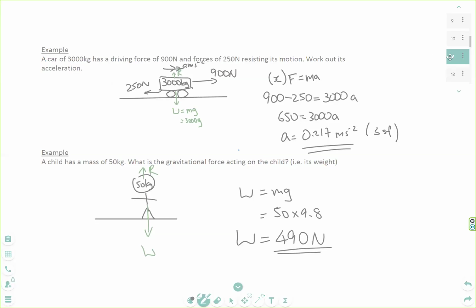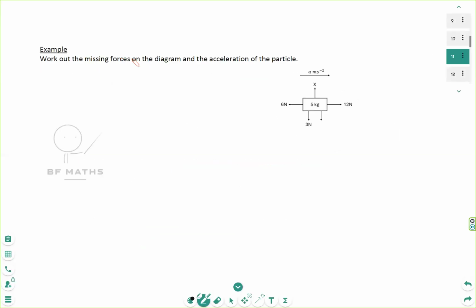Example: work out the missing force in the diagram and the acceleration of the particle. You can see the particle is going to the right. Now look at this diagram here, and you realize there's a force missing. That's because this force is always the weight, 5g.